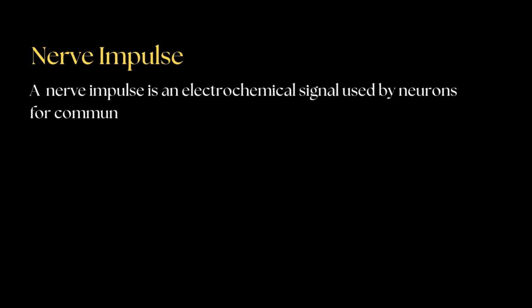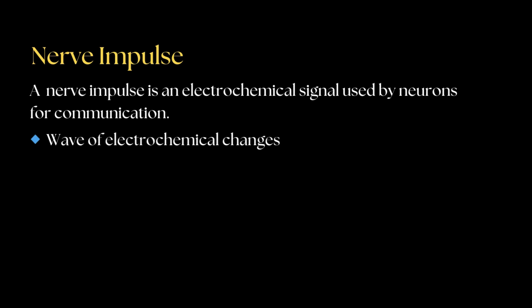A nerve impulse is an electrochemical signal used by neurons for communication. It is essentially a wave of electrochemical changes that travels along the neuron, facilitated by the movement of ions across the cell membrane.